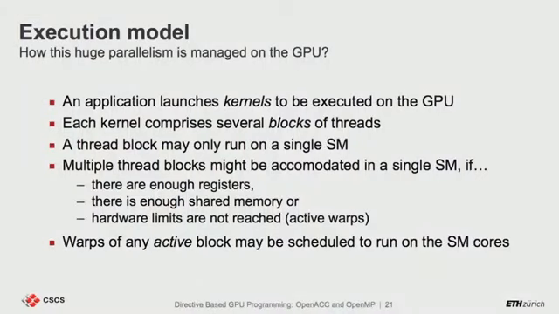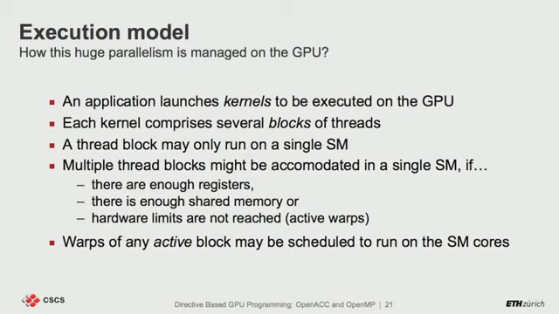So let's see how this huge parallelism of the GPU is managed. As I said, an application launches kernels, which is basically the code that executes on the GPU. Each kernel comprises several blocks of threads. When you write a kernel, you should think a bit in parallel. For example, a for loop could be split, with each iteration being a different thread doing work. And so you end up having thousands of threads.